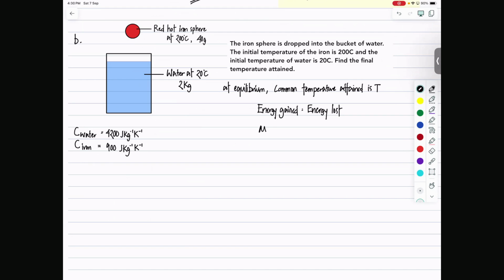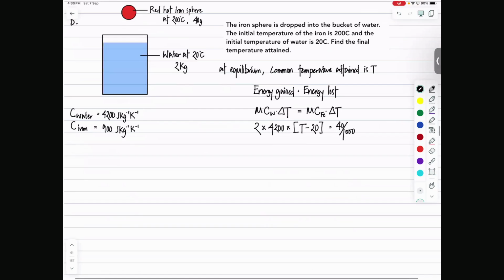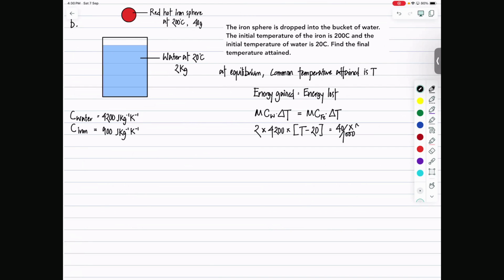So it's going to be mc of water times ΔT. And who's going to lose the energy here? The iron sphere. So mc of iron times ΔT. Now mass of water is 2, specific capacity of water is 4200, into change in temperature, which is T minus 20, equals mcΔT for iron. Mass is 40 divided by 1000, into specific capacity, which is 900, into change in temperature, which is going to be 200 minus T.